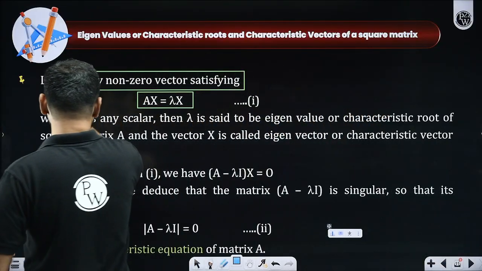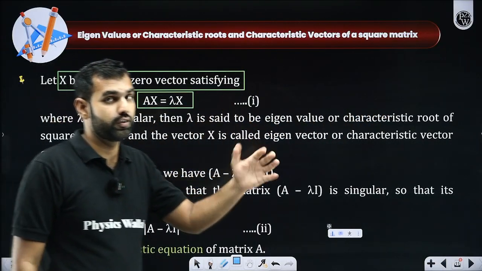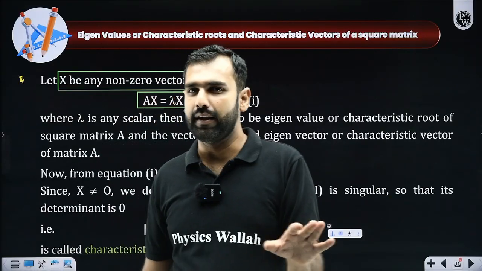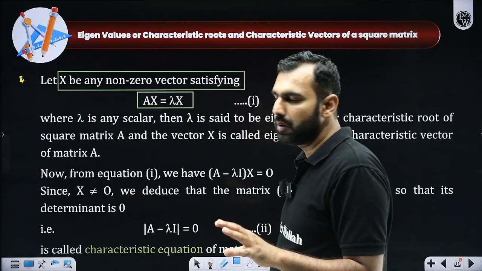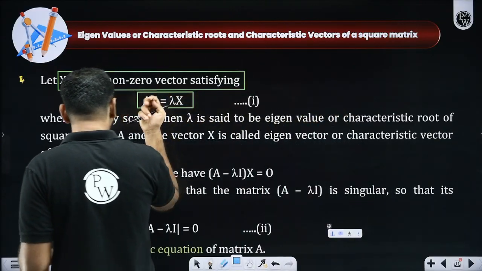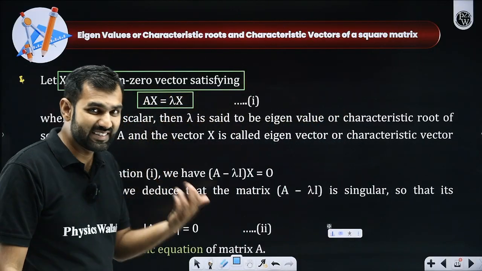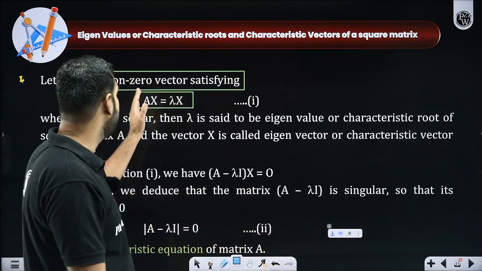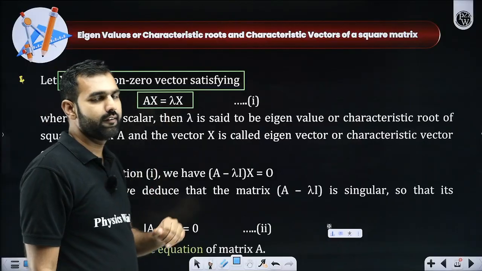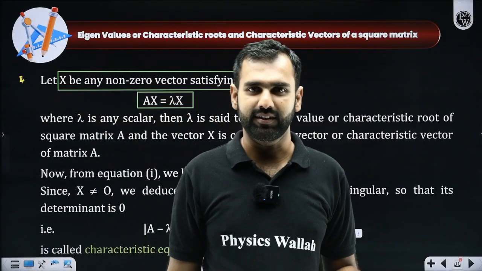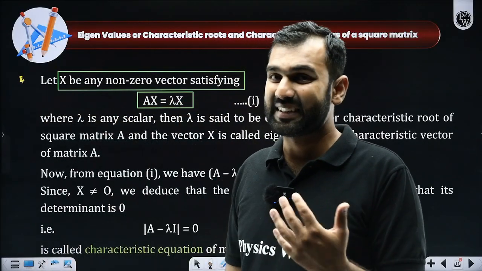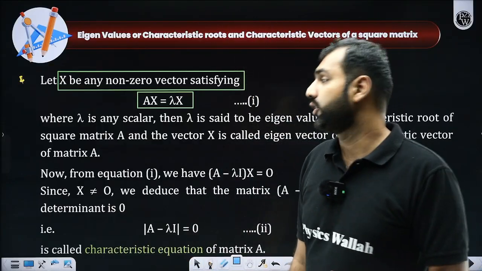So there is X, which is non-zero. Non-zero means non-null. It is not null. So there is X, a non-null matrix, which will always exist in such a manner that when you multiply a matrix A with X, it will give you lambda X. This is what they discovered, what they figured, what they stated. So what is the point or advantage of this?